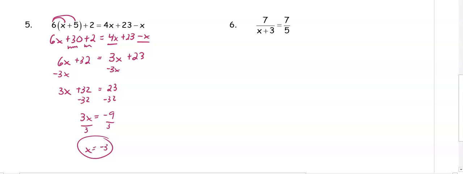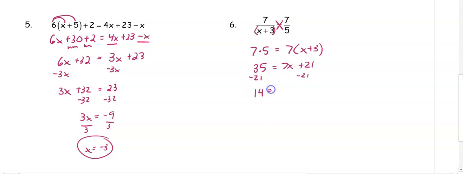In number 6, we have a proportion. When you are solving a proportion, you are cross-multiplying. Because this is x + 3, I'm going to put that in parentheses. So I have 7 times 5 equals 7 times (x + 3). So we get 35 = 7x + 21. We can subtract 21 from both sides. 14 = 7x. When we divide by 7, x = 2.